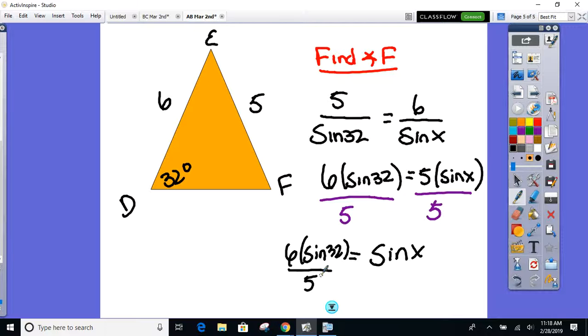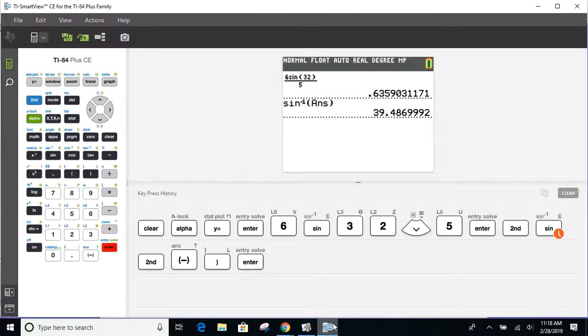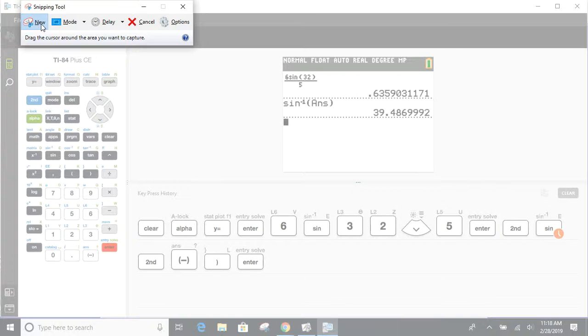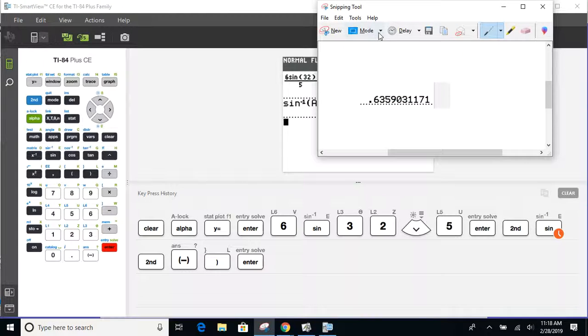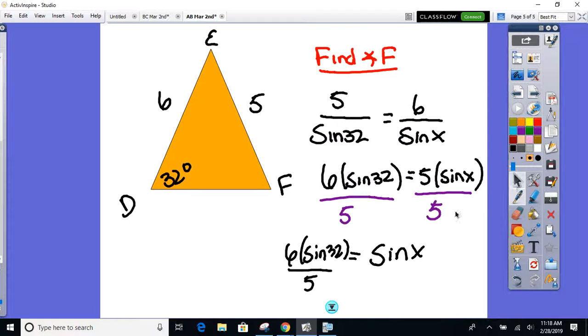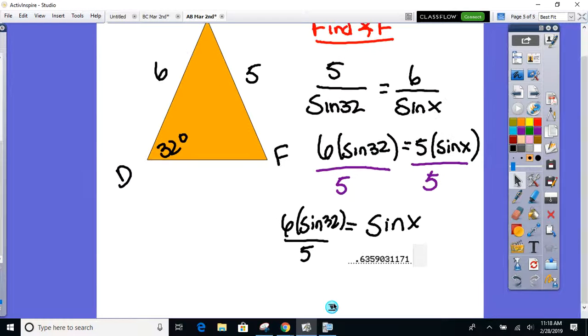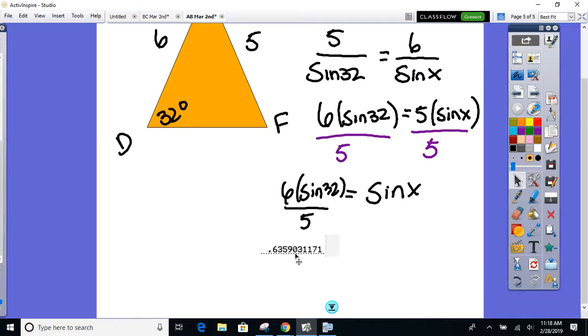and you're going to type that into your calculator. Go ahead. I'll let you go. And you're going to get a decimal, right? You're going to get this decimal with me, right? That's what sine x is equal to. But you know, that's not the angle. A 0.63 degrees? No.